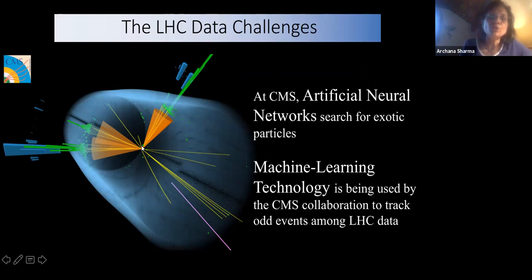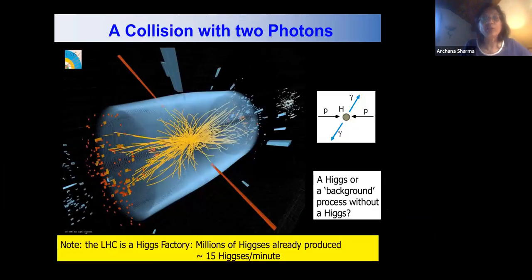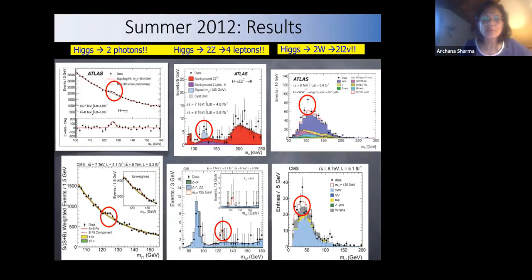Here is how one event looks when you have cleaned up all the debris that has come out, that could have been background or could have been other interactions. Here you see very clean data, and this clean data is something that we have been looking for a long time. So this is a collision where you see a Higgs has been produced from the protons, and the Higgs then decays into two photons. And these two photons have been caught by the detectors that I showed you. And by now we have, of course, become a Higgs factory. But in summer of 2012, we had produced 15 Higgses. And of course, this was the biggest discovery of the decade.